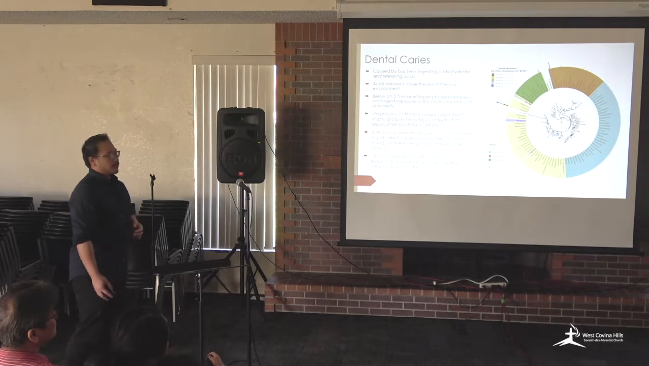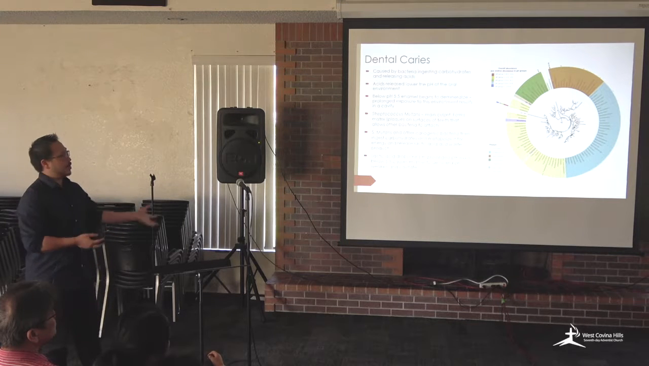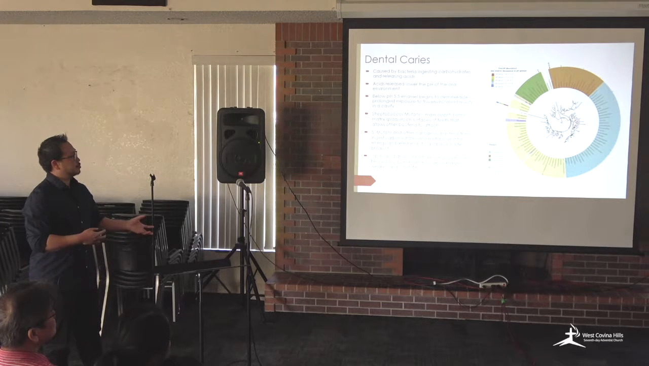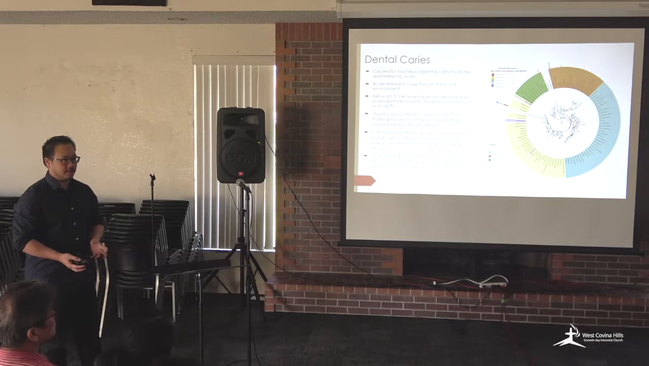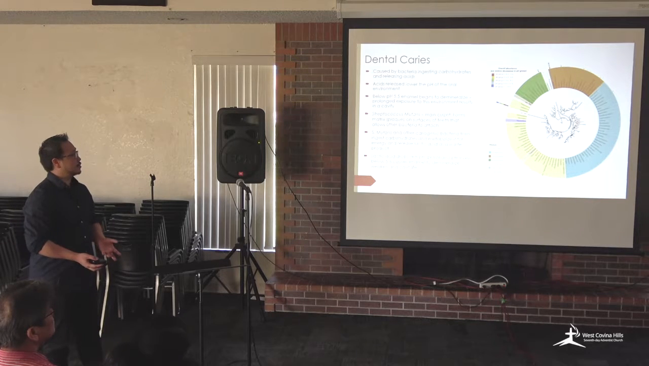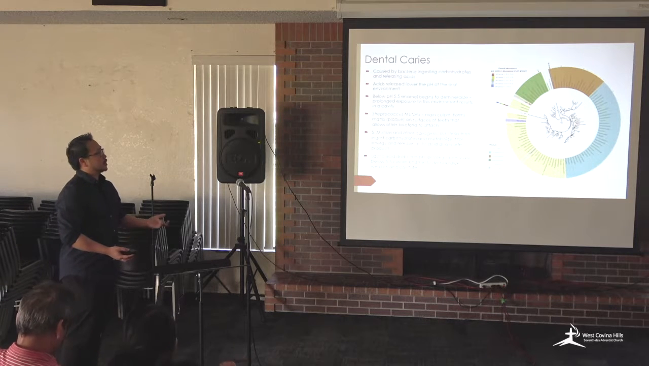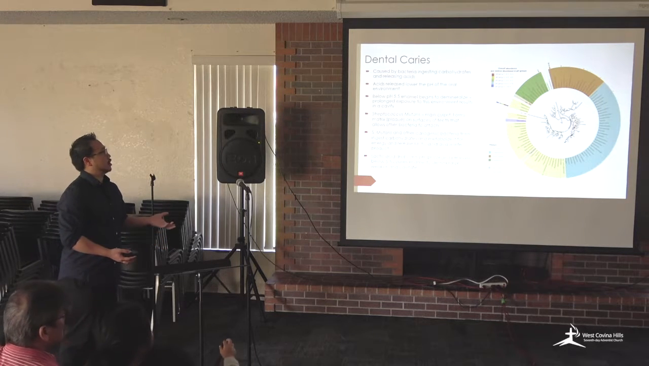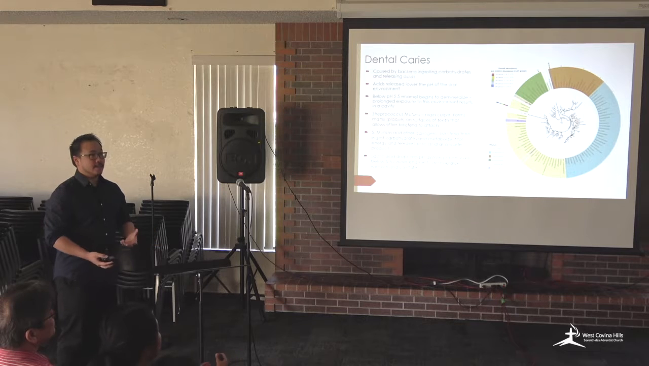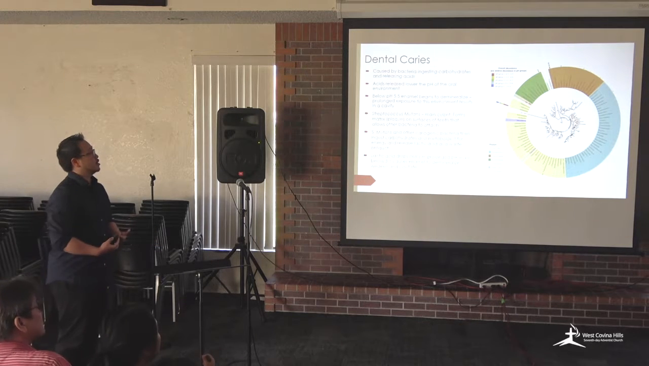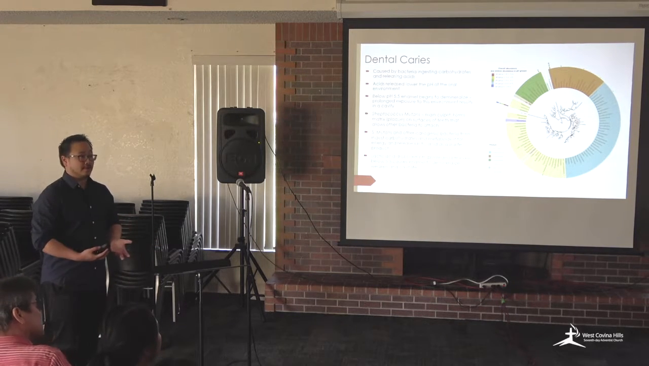Okay, so now I'm getting into the more detailed explanation of dental caries as a disease. And I kind of got over a little bit already, but caries is caused by bacteria eating the carbohydrates and sugars that we eat and then as a byproduct, releasing acids.